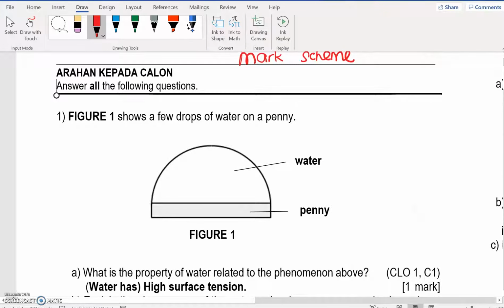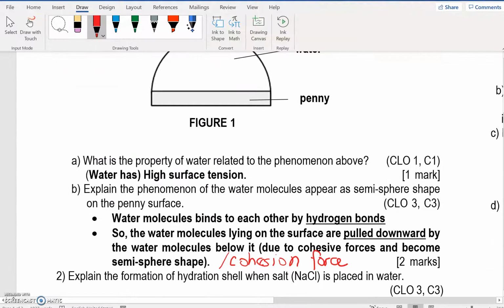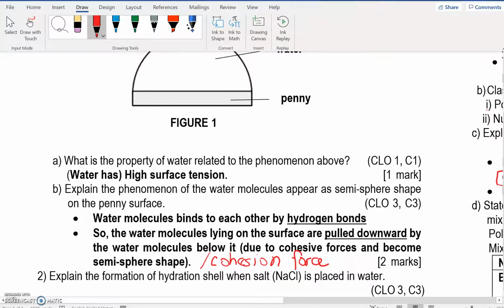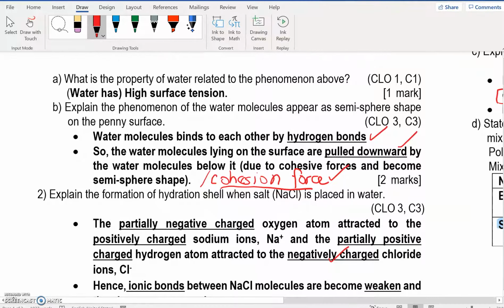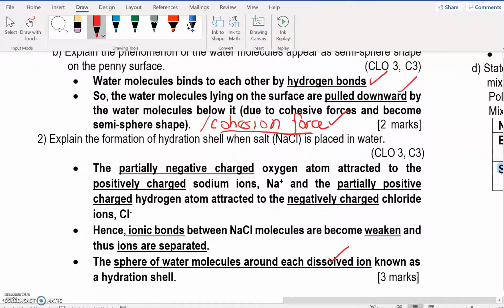For question 1, this is about water. So this is the answer. You must mention hydrogen bond and pull down outwards, or cohesion force can also be mentioned. Teacher already shared a video on this one. You can refer to that.